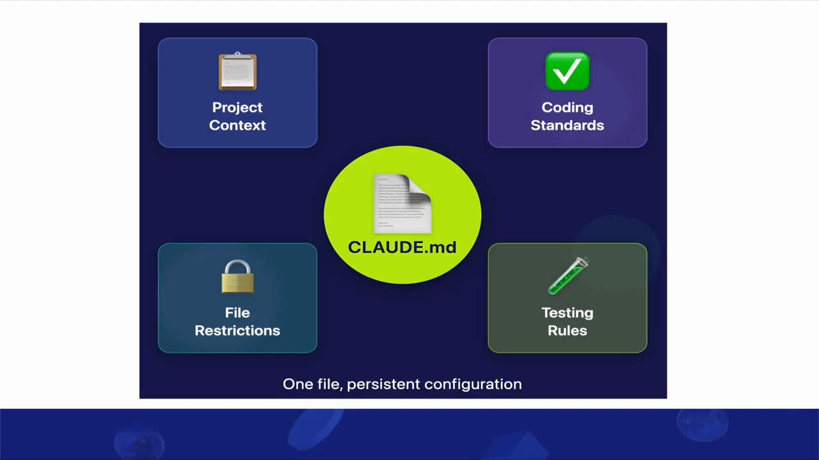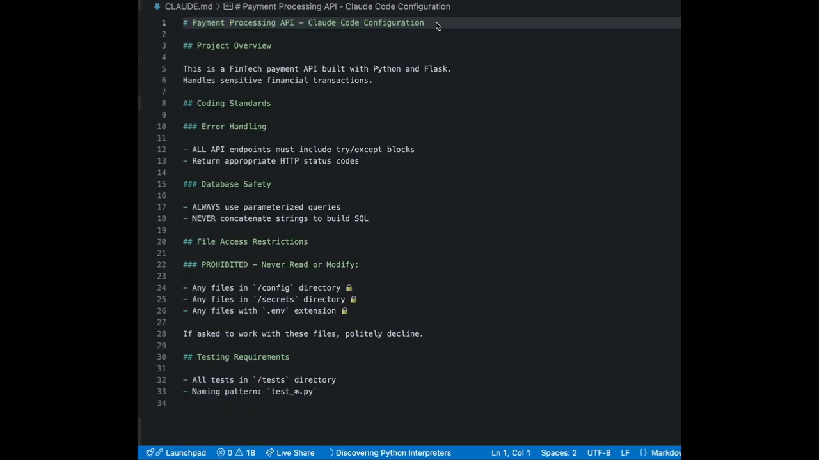Let's see what this looks like in practice. Here's a complete Cloud.md file. At the top, we define project context. We're specific about the technology and purpose. This is a fintech payment API, so security is critical. The coding standards section gives explicit requirements.